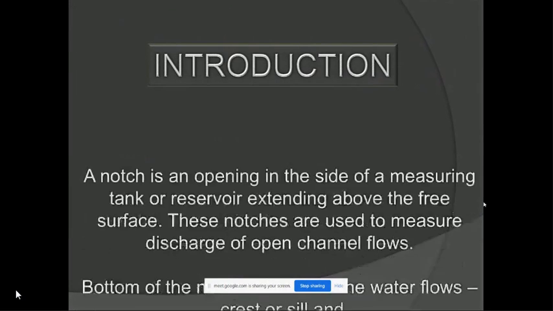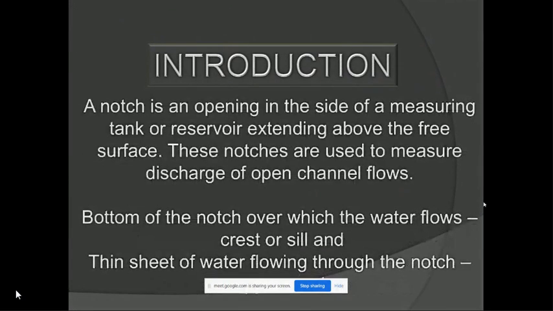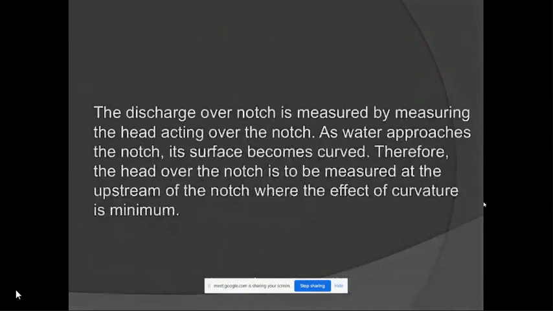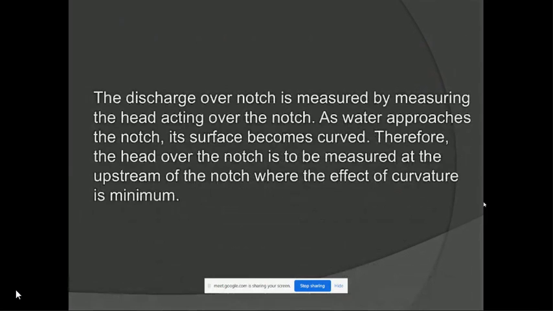Before talking any further, we have to get acquainted with what a notch is. A notch is an opening in the side of a measuring tank or a reservoir through which the water can flow over the free surface. Talking about the geometry of the notch, the bottom of the part is called the crest, and the flow of a thin sheet of water is called the nappe.